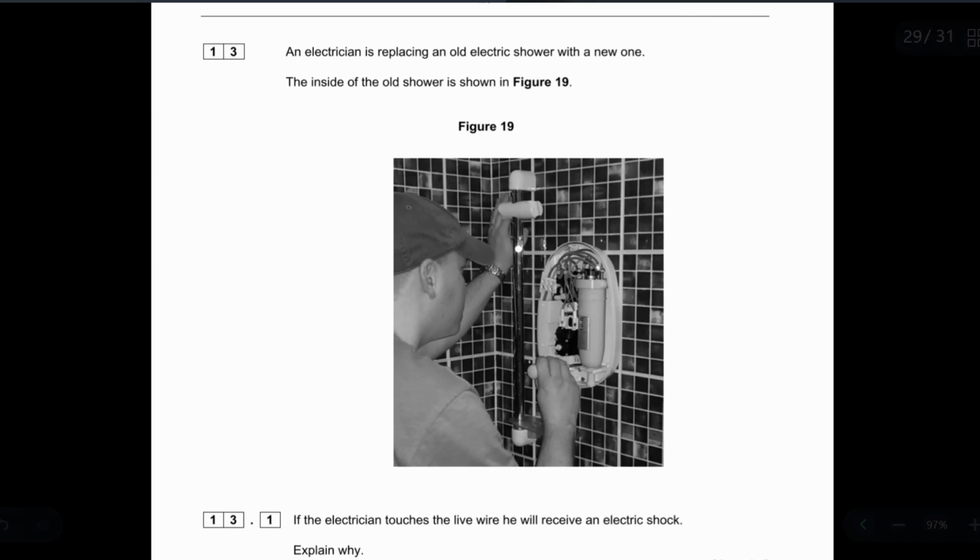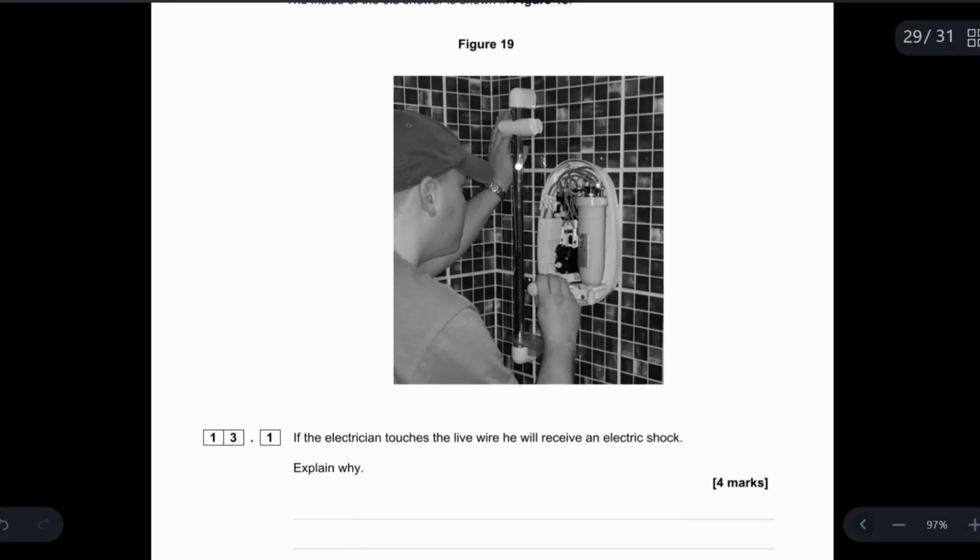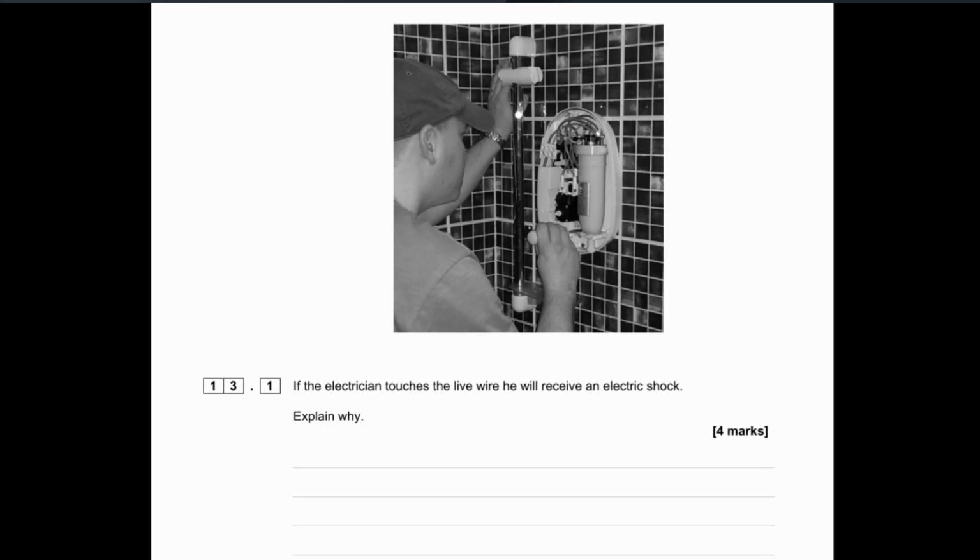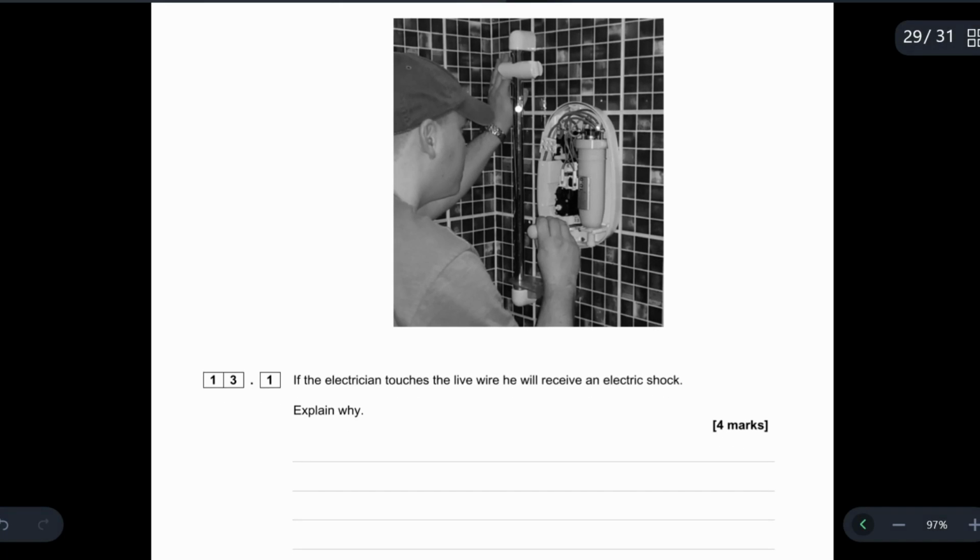Question 13. An electrician is replacing an old electric shower with a new one. The inside of the old shower is shown in figure 19. If the electrician touches a live wire, he will receive an electric shock. Explain why. So here is worth 4 marks. So you need to make sure that you give enough information for 4 marks.